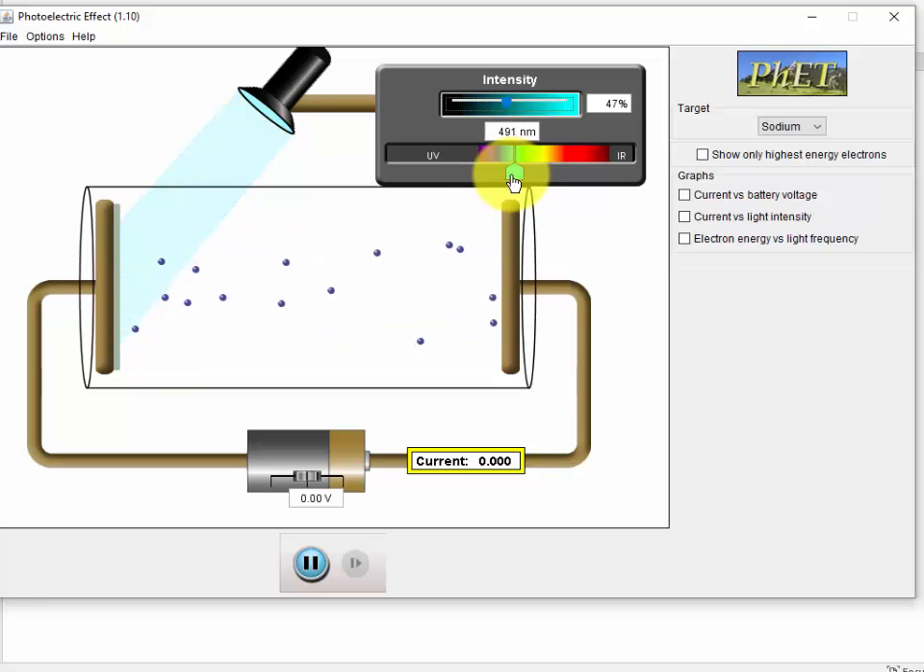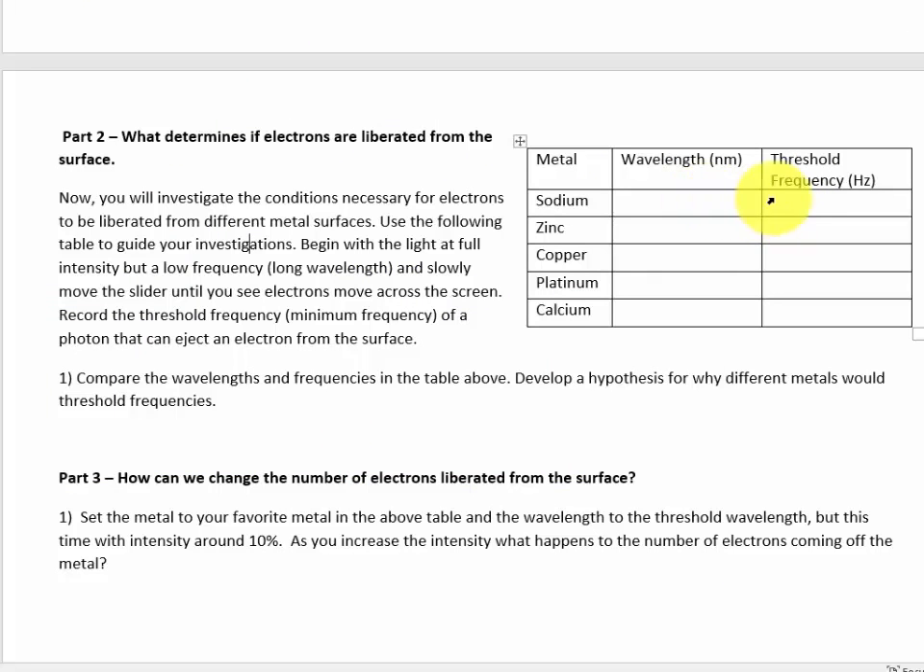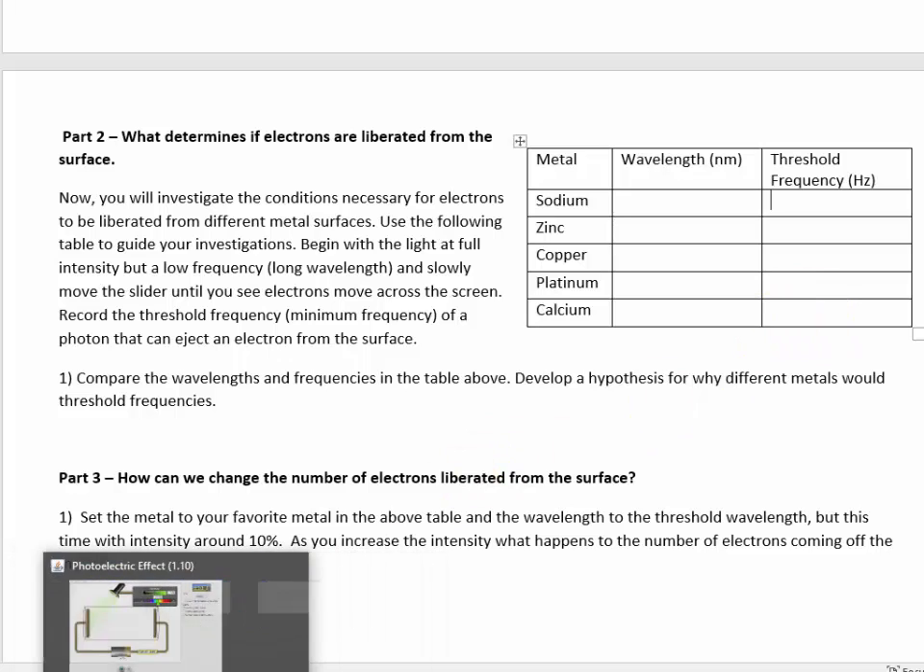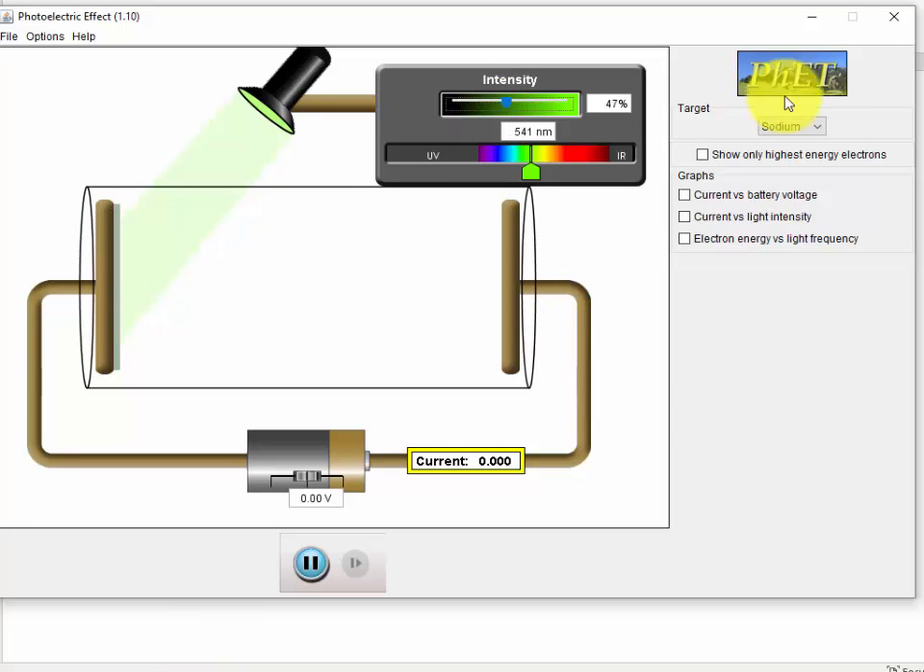I'm just going to say, well, okay, still seeing some electrons coming out. So it's probably around 502, maybe a little more, maybe 510. Definitely maybe 540 nanometers or so for sodium. Go ahead and convert that to the frequency. Now we can take a look at zinc, copper, platinum, and calcium.